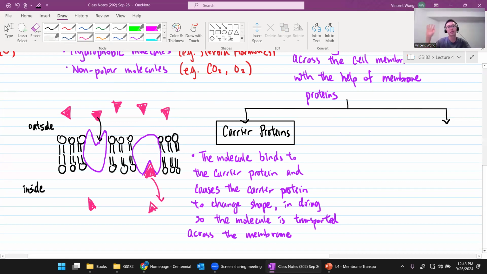Okay? It's like those revolving doors, like at some malls, right? Like you go in one side and then you push the door and then it rotates and then you end up inside the mall, right? So in this analogy, you are the molecule and the revolving door is the carrier protein. So you bind to the door, okay? You cause the door to rotate, and then before you know it, you are inside. Does that make sense? Does anybody have any question about what I described here? Do you need me to clarify or anything at all?